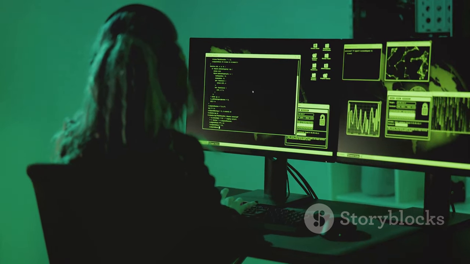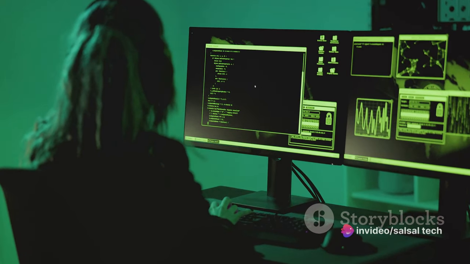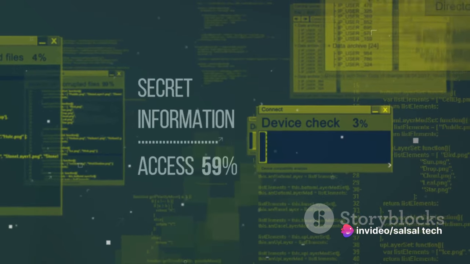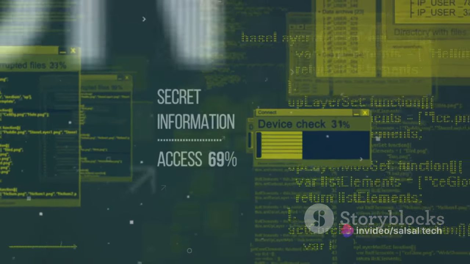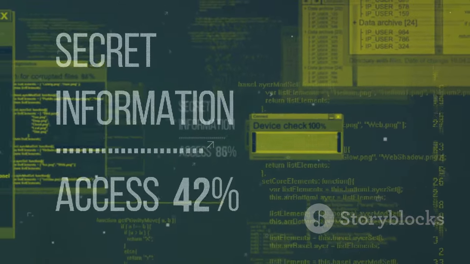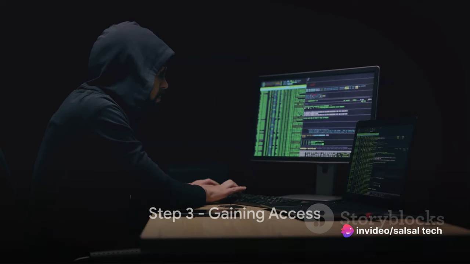Well, it's not quite as simple as just waltzing in. The hacker needs to be sure that the vulnerability can be exploited and that exploiting it won't alert any security measures in place. And that's where the next phase comes in. Once a potential weakness is found, it's time for the third stage, gaining access. The third stage in system hacking is known as gaining access.